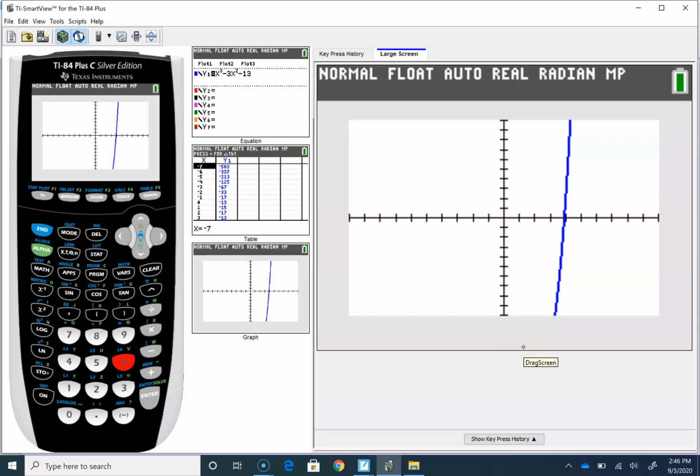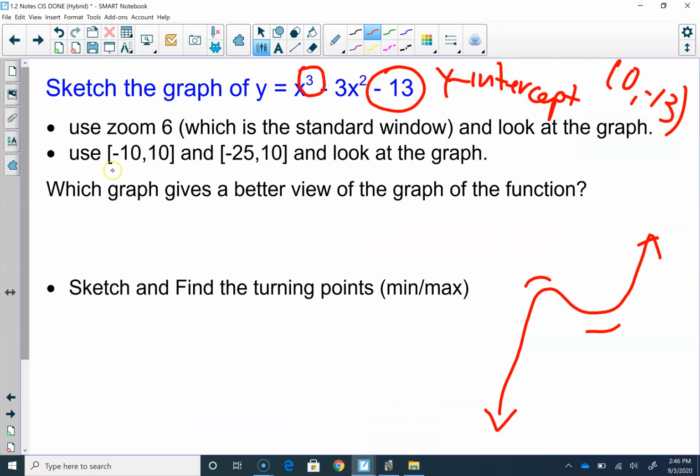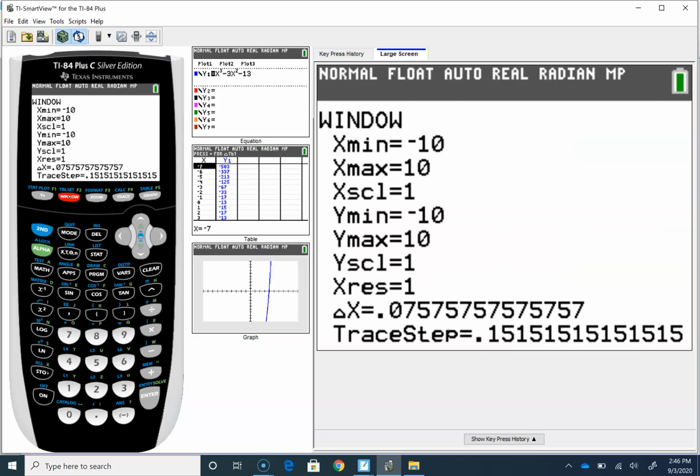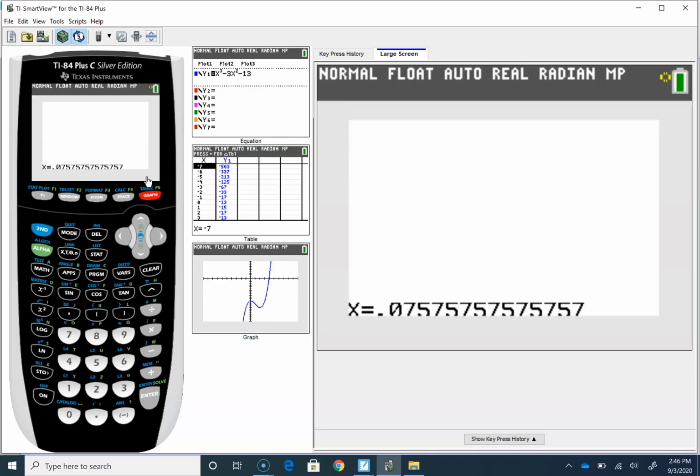So they want us to use the windows. If you look at your notes again, use this here for x. So those are your min and your max for x, and then these are the min and max for y. So we're going to do that and see if we can see it better. So I'm going to go to my window, which is right there, and I'm going to use negative 10, which is already there, 10. I'm going to skip the x scale because I want it to be 1, and then negative 25, and my y max is going to be 10. And now I'm going to regraph it.